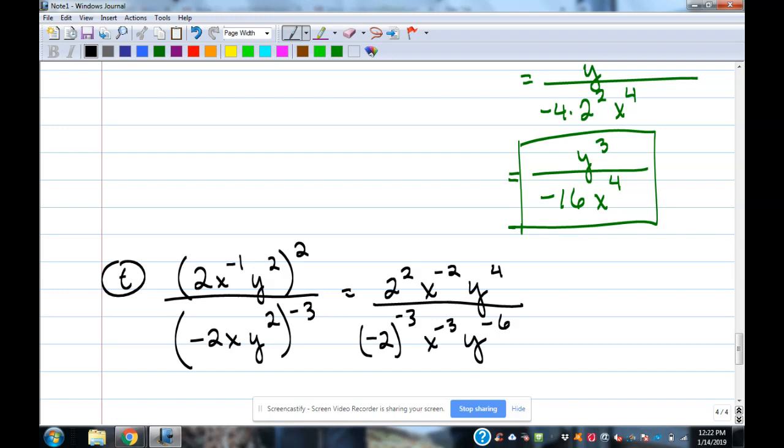So are these bases the same? No, one's negative, one's positive. They're very similar, but they're not the same. These bases are the same, the x's, right? So we got -2 minus -3.